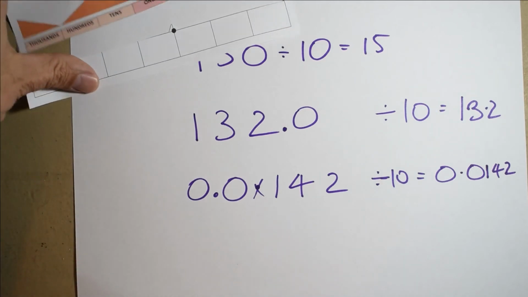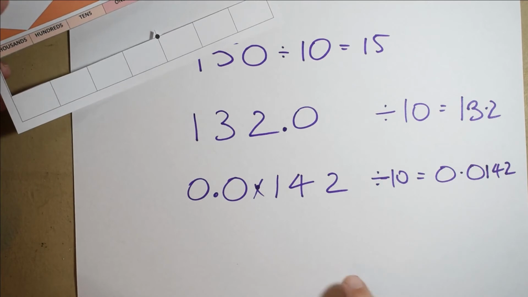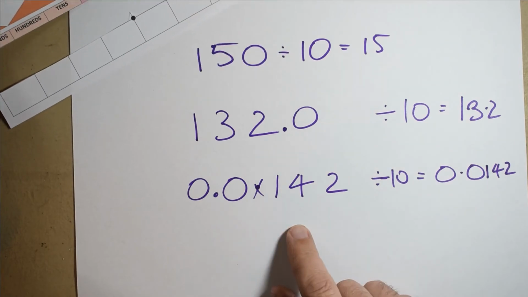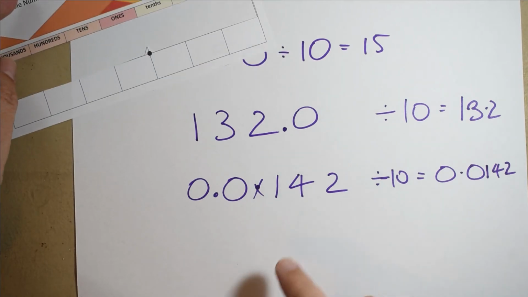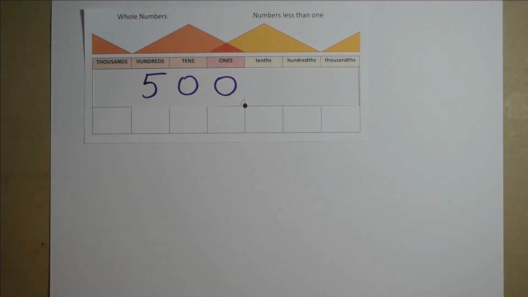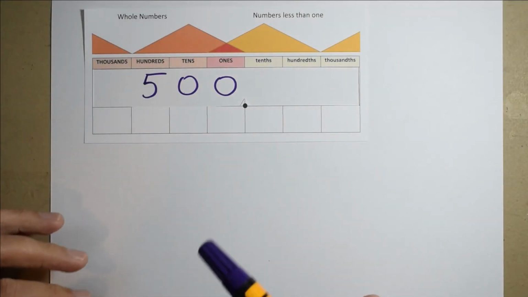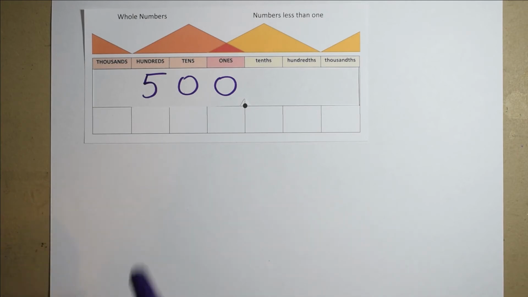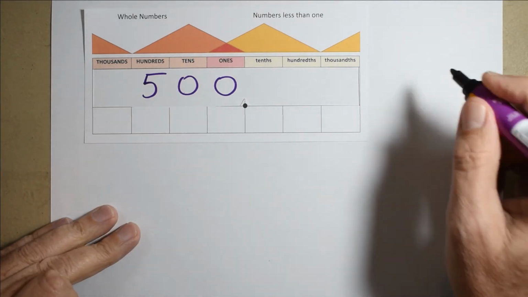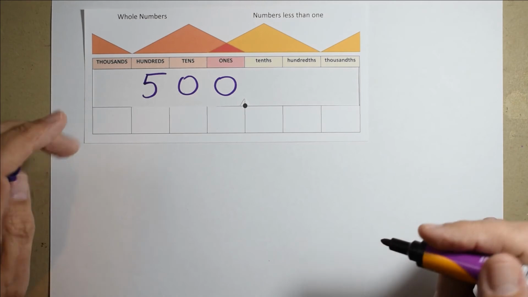Now, I'll just take a pause there because in a second I want to show you how the same trick works also with hundreds. Just bear with me while I take a little break. Okay, so here we're looking at hundreds. Can I divide this number by 100? Can I say 500 divided by 100?